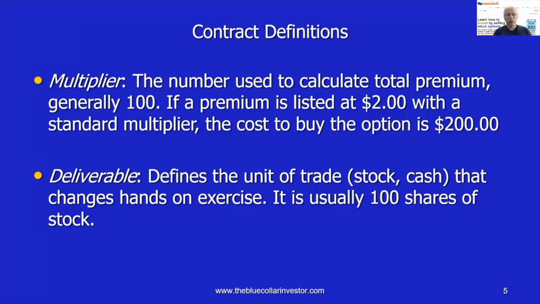Another term used for contract definitions is deliverable, and that defines the unit of trade. It could be a stock, it could be cash, that changes hands upon exercise. So normally in a typical standard options contract, let's say for a stock or an exchange traded fund, for each contract there are 100 shares of deliverables, again, be it a stock or an ETF.